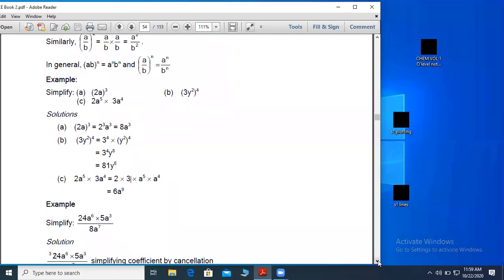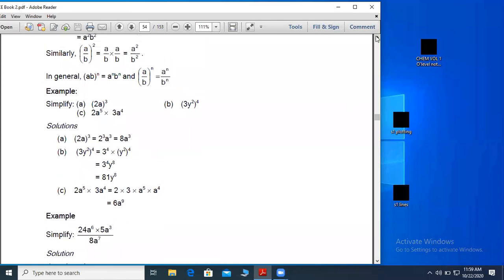Then we get the 24 times 5. Let me first work out. I think it's 120. 24 times 5, times a to the power 9. Yes, I think it's 120. Times a to the power 9. Correct. Divide by 8a to the power 7. First way. Let me work out.